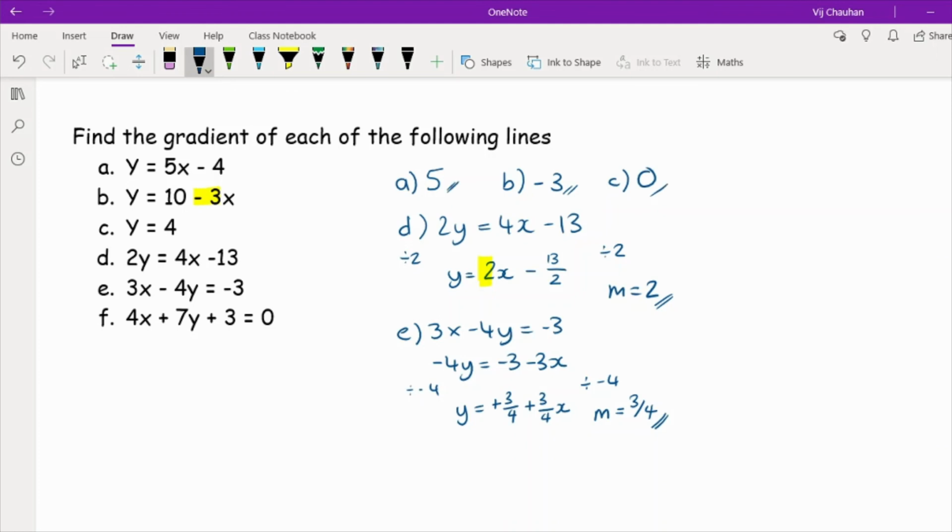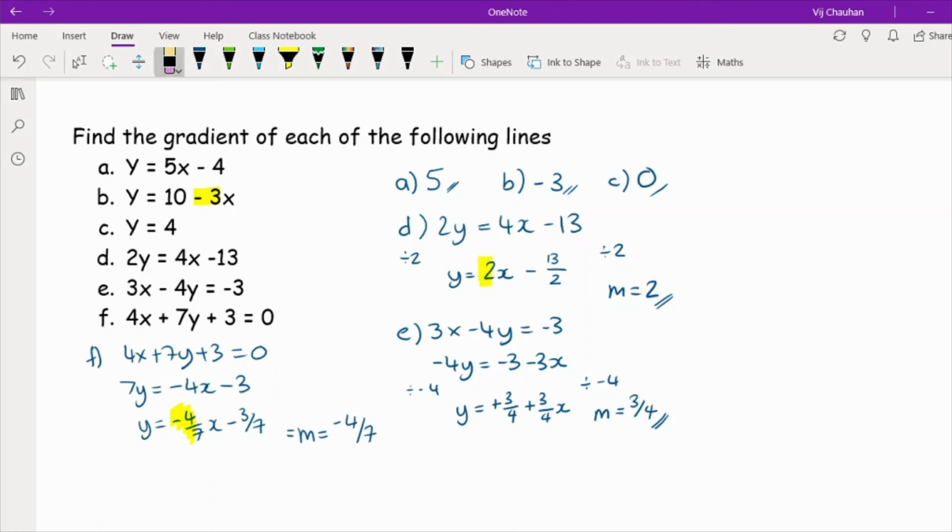Again, what I need to do here is rearrange it so I've got y the subject. With F, I've got 4x plus 7y plus 3 equals 0. So I'm going to take everything I don't want over to the side. So I've got 7y equals minus 4x minus 3, and then divide everything by 7, in which I get minus 4 over 7x minus 3 over 7. Then all I've got to do is read off the coefficient of x, which in this case is minus 4 over 7. So here I've got m equals minus 4 over 7.